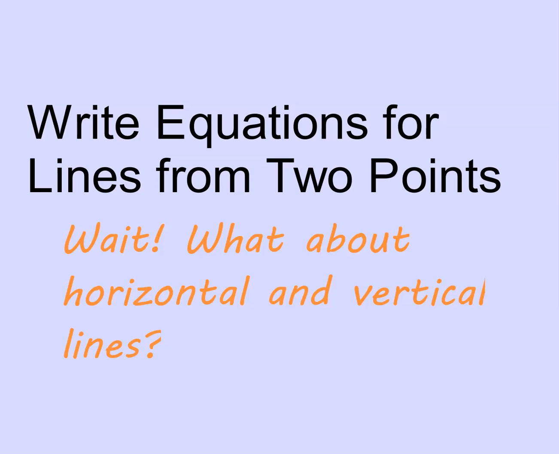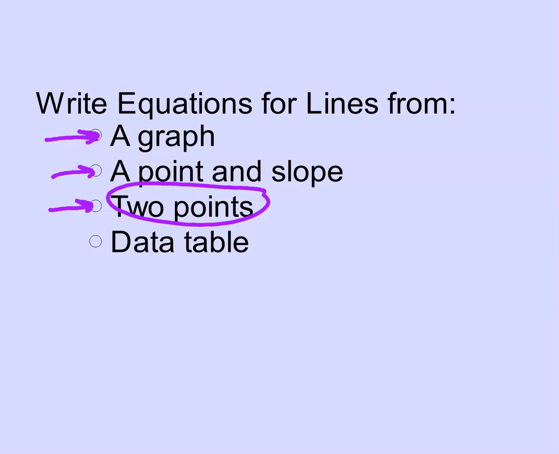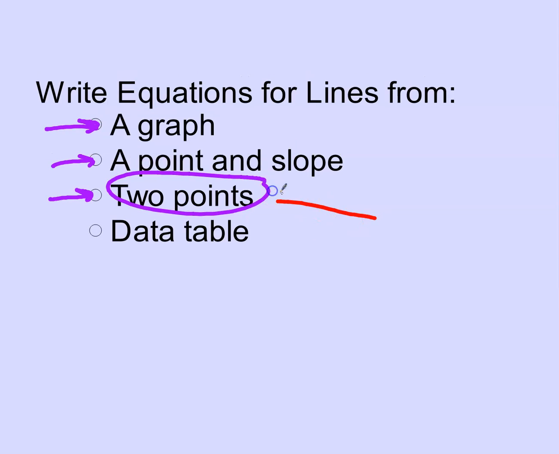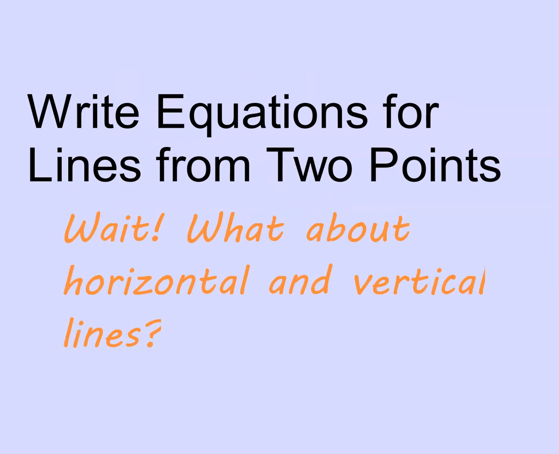Okay, we're continuing on with writing equations from information. You might remember that the general idea was we're writing equations given all kinds of different things. If I give you a graph, if I give you a point and a slope, or if I give you 2 points, and we're still on this right here, the 2 points, but I want to point out something that sometimes happens, and that is, what if the lines are horizontal or vertical?